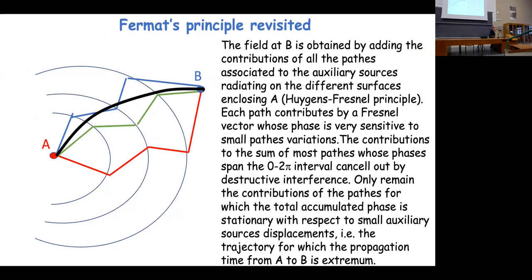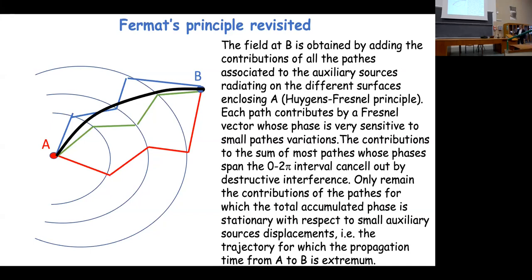This also is very interesting because it gives a clear interpretation of the Fermat principle of the shortest time for light to go from one point to the other. So assume that you have monochromatic light starting from point A, and you want to find the path which brings the light from A to B. And you do it using the Fresnel principle.